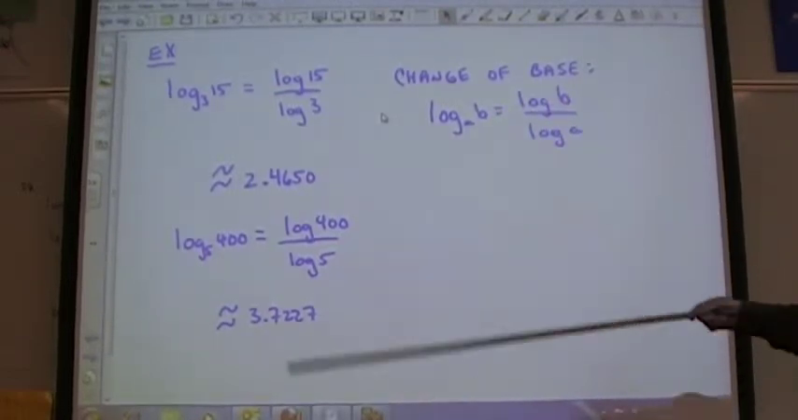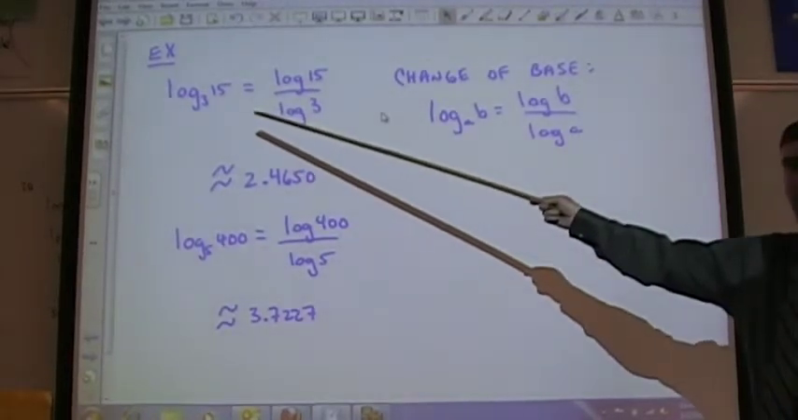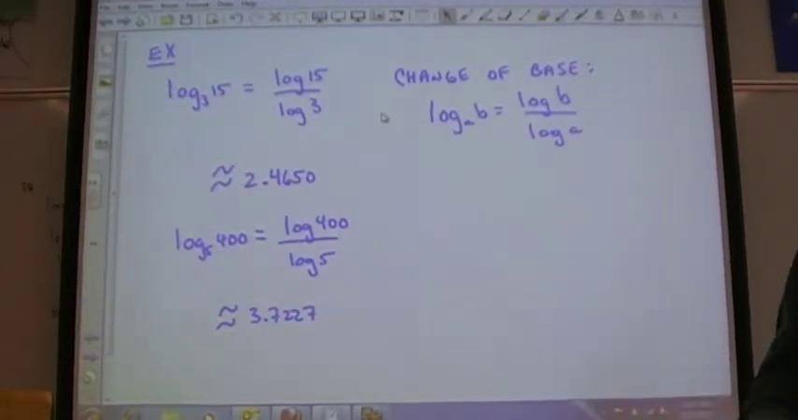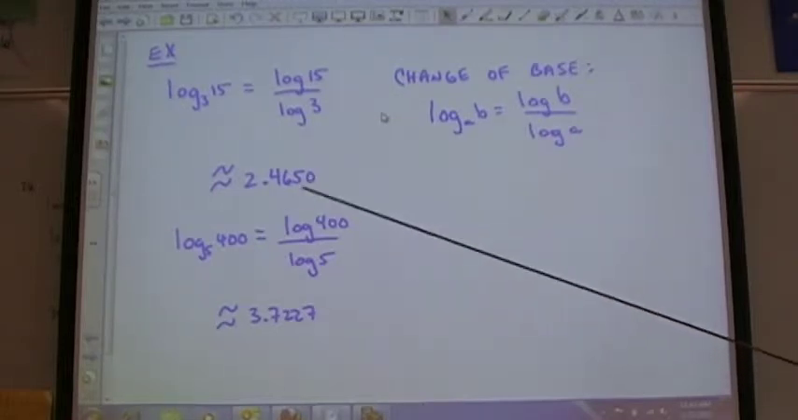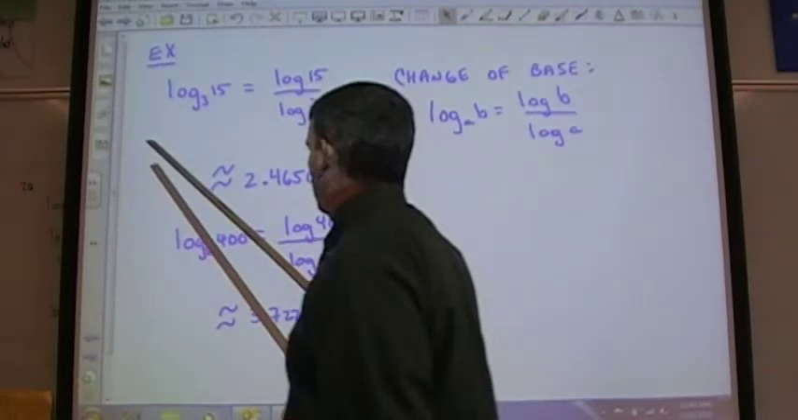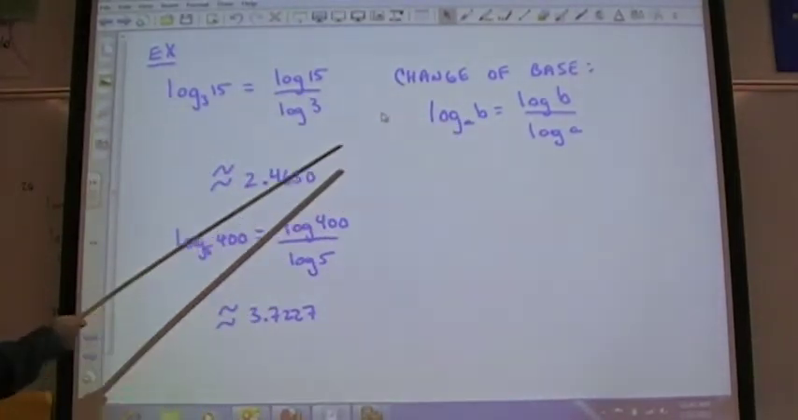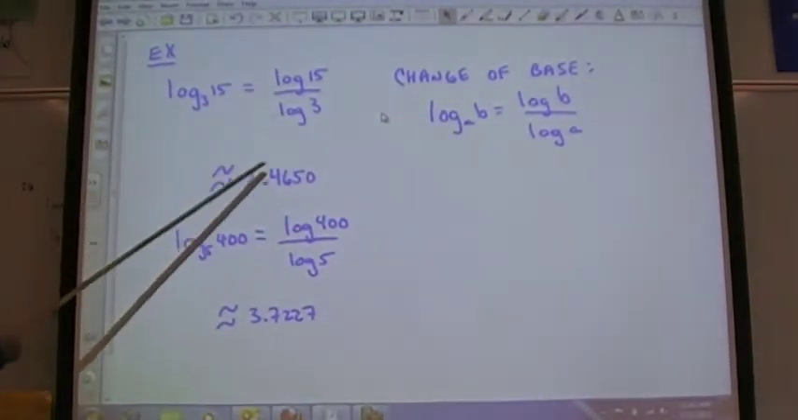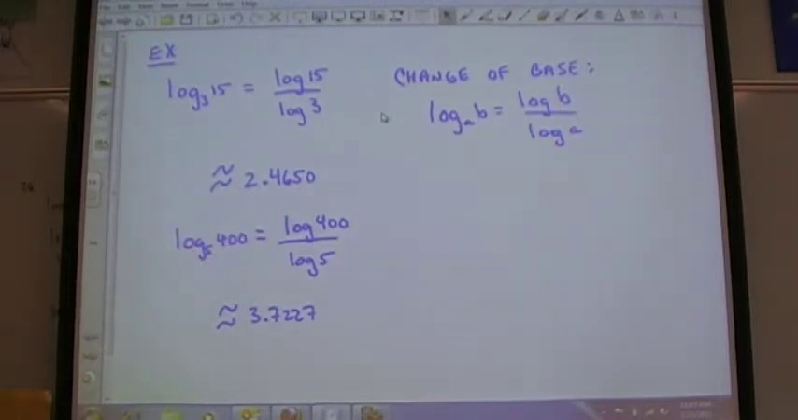If I have log base 3 of 15, you couldn't evaluate that even if you put it in exponential form, like you were taught. You would put 3 to the x equals 15, but you don't know what x is. If you had log base 3 of 9, you should know it's 2, because 3 squared is 9. So to evaluate this in the calculator, use the change of base formula. You would have log 15 over log 3, which comes out to be 2.4650.